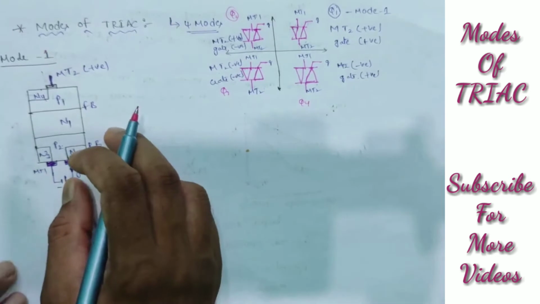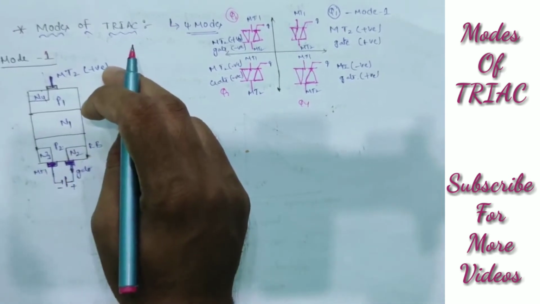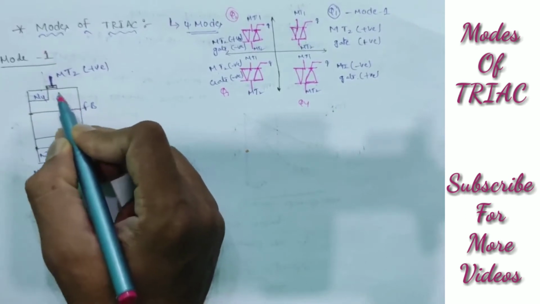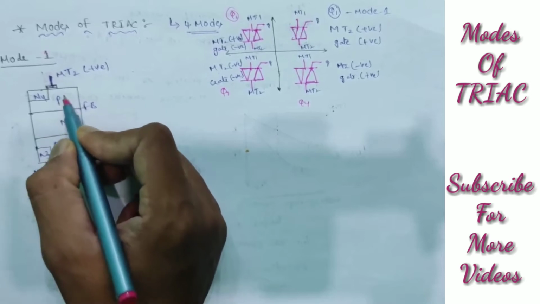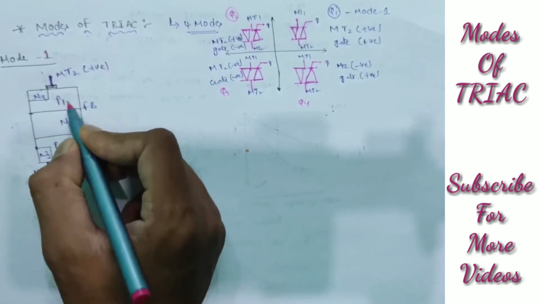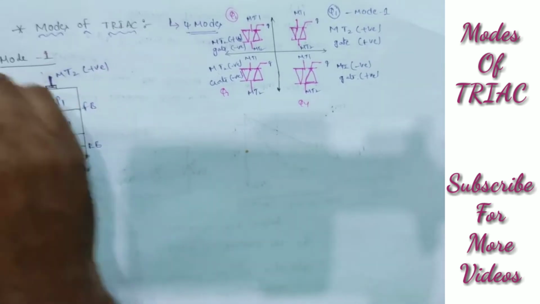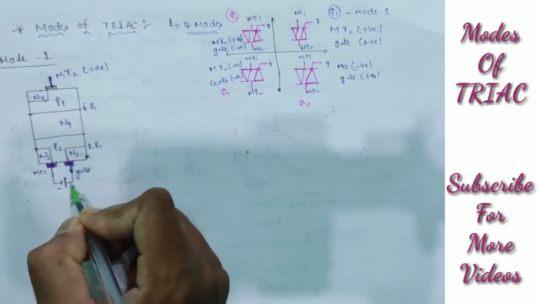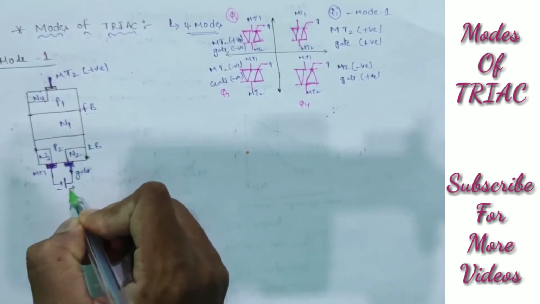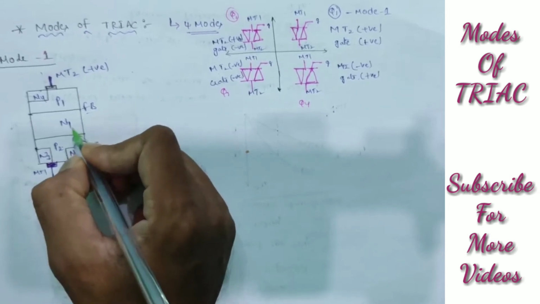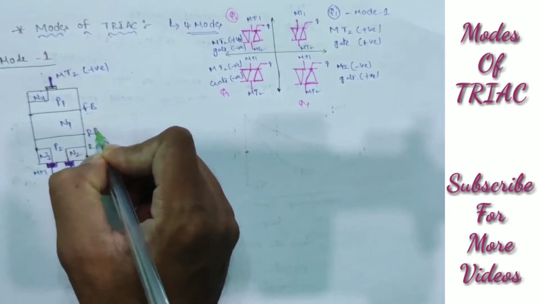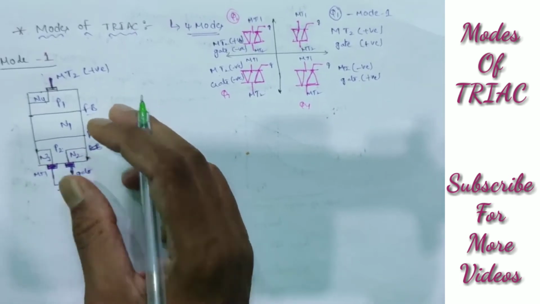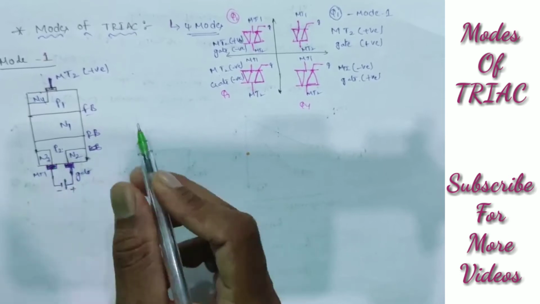Since MT2 is positive, the P1 layer is activated because of the positive ions present here. So the P1 N1 junction is forward biased. Then the N2 terminal is connected to the positive side, so in this way the N1 P2 junction is reverse biased. Then the P2 N3 junction is forward biased.